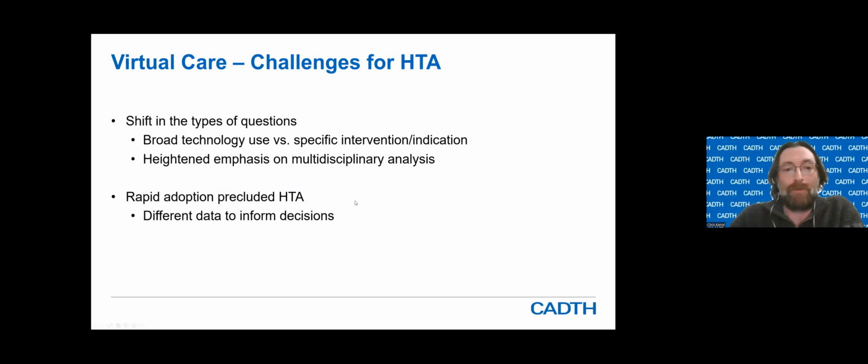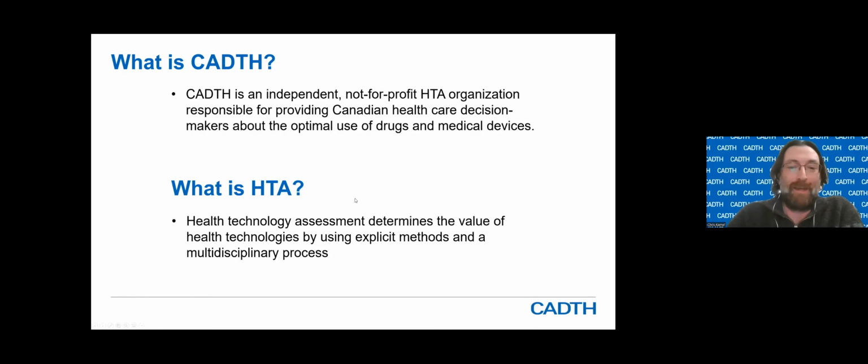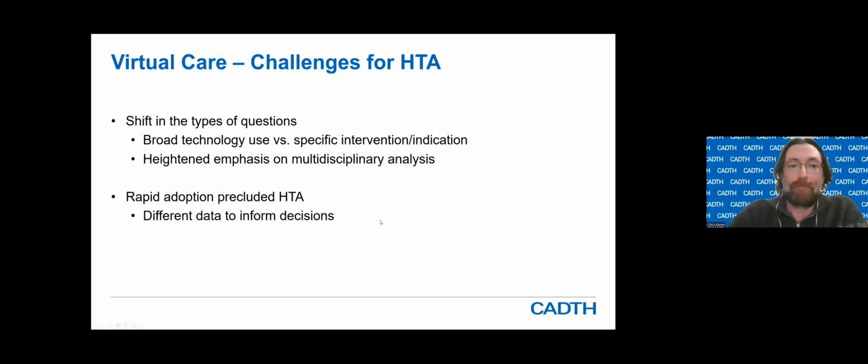And so what is HTA? HTA is a process that determines the value of health technologies by using explicit methods in a multidisciplinary process. And so what HTA attempts to do is look at the intended and unintended consequences of technologies. And at CADTH, that multidisciplinary process includes looking at things like the clinical effectiveness of technology, cost effectiveness, patient and caregiver experience, implementation or organizational considerations, ethical considerations, legal considerations, and others.